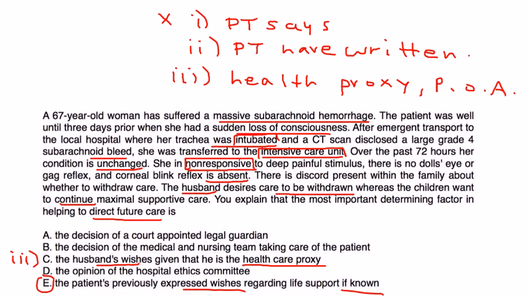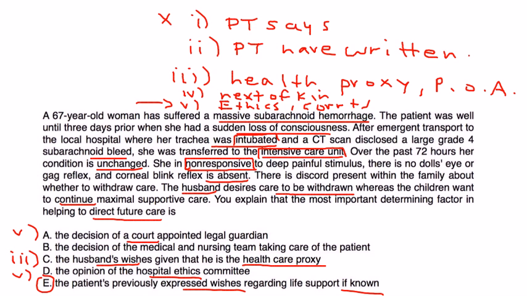If you keep going here, A is involving the courts. If you remember, 4 was actually the next of kin, if there's no power of attorney or proxy, and 5 was actually the hospital ethics committee or the courts. So the courts are 5, and hospital ethics committee is also 5. B, the decision of the medical and nursing team. Medical and nursing teams are probably going to be involved in the 5th one, the hospital ethics committee, so I'd put that as a 5 as well.